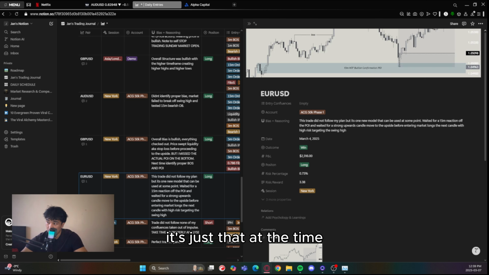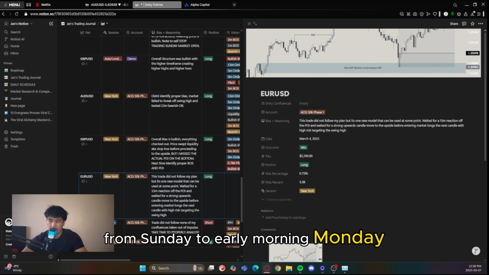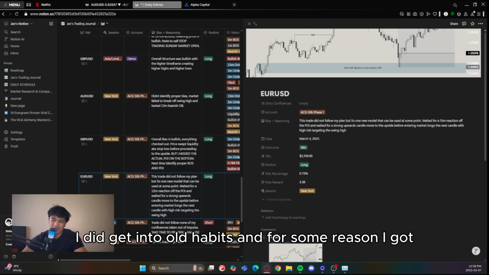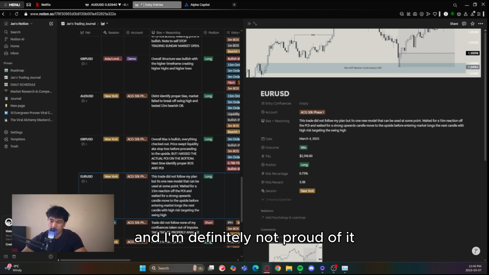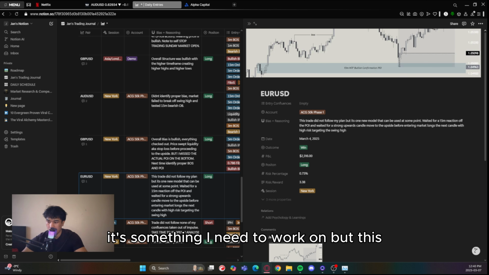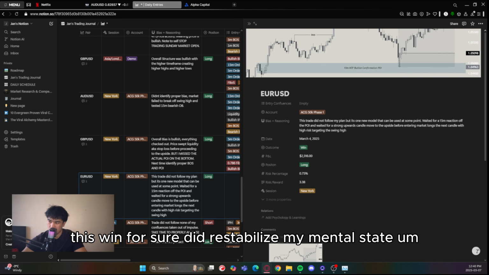It's just that at the time, this was all 3 trades in one day, and my mind was all over the place just because of the previous failed trades from Sunday to early morning Monday. It was just really bad, and I was starting to fall into old habits. I did get into old habits, and for some reason I got lucky this time, and I'm definitely not proud of it as a trader who has been trading for 3 years. It's something I need to work on, but this win for sure did restabilize my mental state.